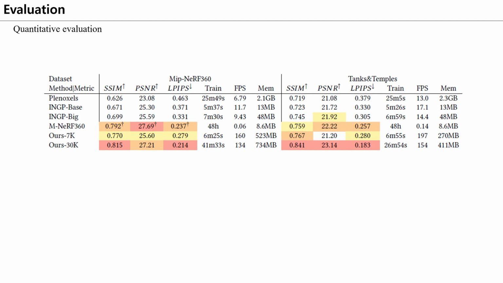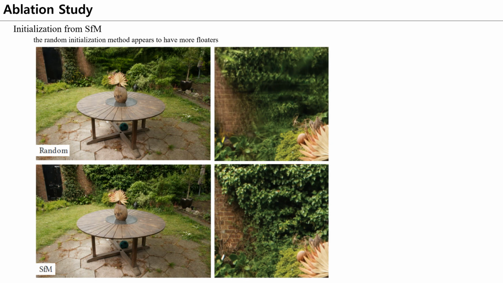Plenoxels is the first model to create a radiance field using spherical harmonics without a neural network. I think it was mentioned because it uses spherical harmonics as its base. Instant NGP is the best performer in terms of learning speed. Mip-NeRF 360 is the best performer in terms of quality. In Gaussian splatting, you can see that the quality is high, the learning speed is fast, and the rendering speed has increased significantly. Next is the ablation study.